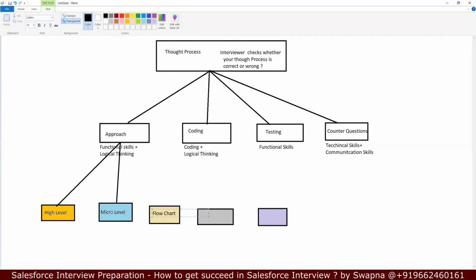Draw the flow chart. Draw the flow chart on a piece of paper, or use Paint or any other tool if you know about it. Draw.io, Google Drive, or in case you know any other tool, use that. If you do not have the flexibility to use that, start drawing the flow in your mind.